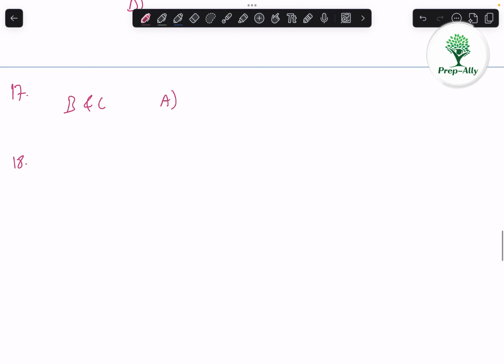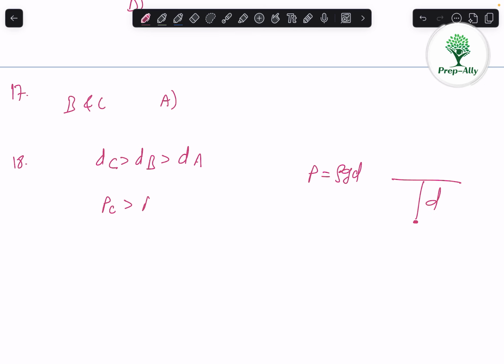So in the 18th question, we already know that the pressure will be higher as the depth from the surface increases. So the depth of C is more than the depth of B, and the depth of B is more than the depth of A, and these are called dC, dB and dA. If you know the pressure is rho g d, where d is the depth from the top, that means the pressure at C should be higher than the pressure at B, which should be higher than the pressure at A. So C is higher than B than A, so option number D is correct.